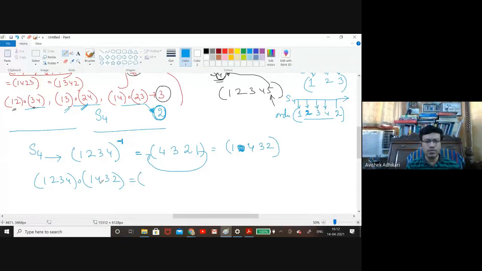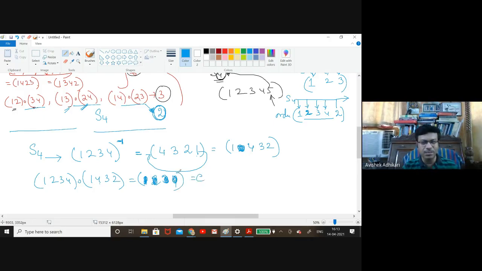So here 1 goes to 4 and 4 goes to 1. So 1 I started with, it comes to 1, so I don't need to write it. Start with 2. 2 goes to 1 and 1 goes to 2. That means 2 goes to 2. I do not want to write it here. So start with 3. 3 goes to 2 and 2 goes to 3. Ultimately 3 goes to 3, and then 4 will go to 4. So that means this is E.